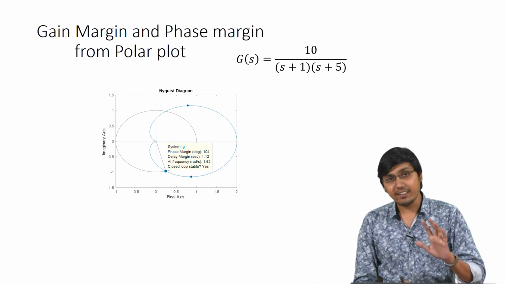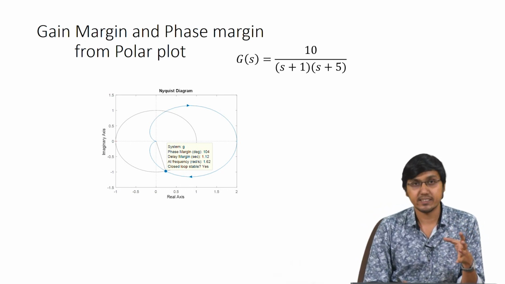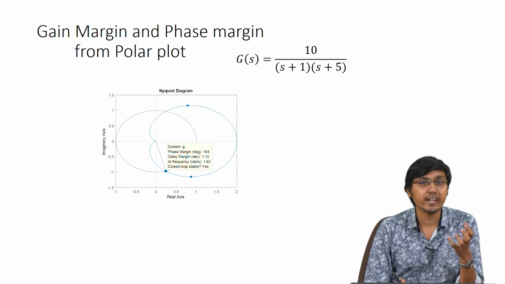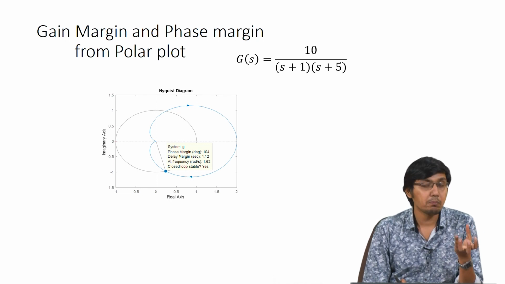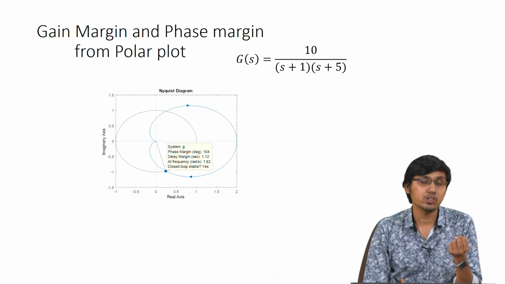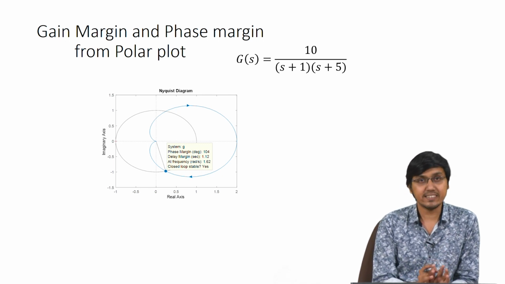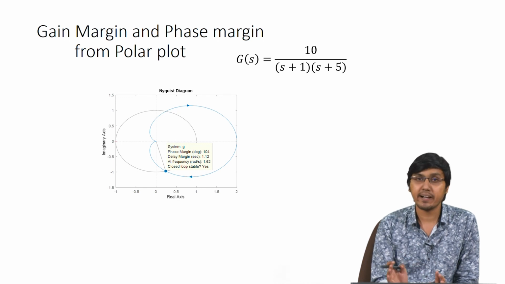Okay, when we did the Bode plot, we were talking about gain margin, phase margin, etc. The interest might be, from this polar plot or from this Nyquist diagram, I still should be able to have a way to figure out what the gain margin and phase margin are. The thing is, it's very simple: the same concept, the same ideas that we used for the Bode plot, we are going to apply here.